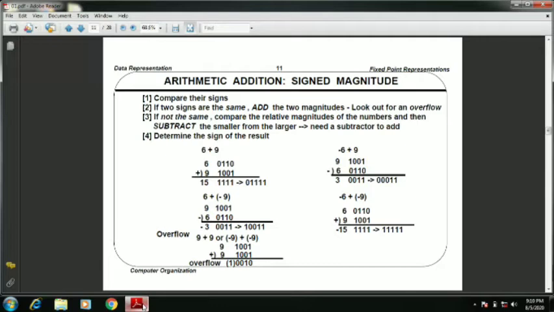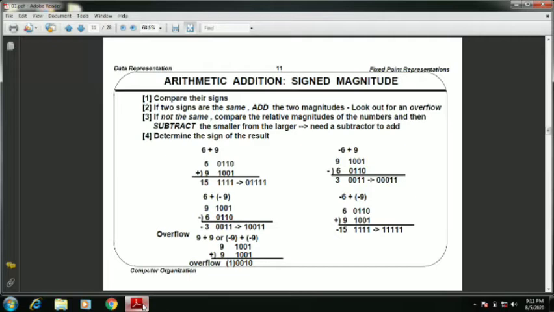So you can directly add. 6 plus 9 is 15 generally, but 6 converted to binary form is 0110. The 9 is converted to binary 1001. So you add: 0 plus 1 is 1, 1 plus 0 is 1, 1 plus 0 is 1, 0 plus 1 is 1. So 1111 is nothing but 15 in binary form. So simply we can add when both signs are same. This is very simple.